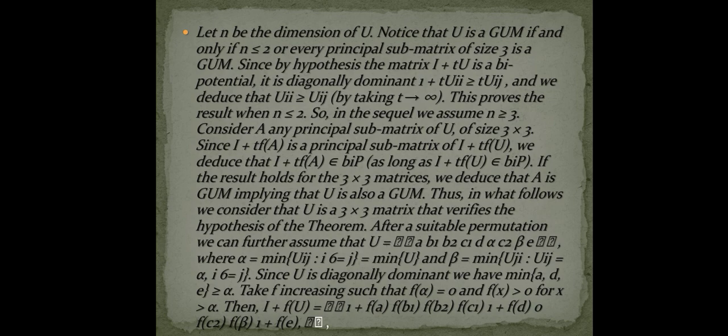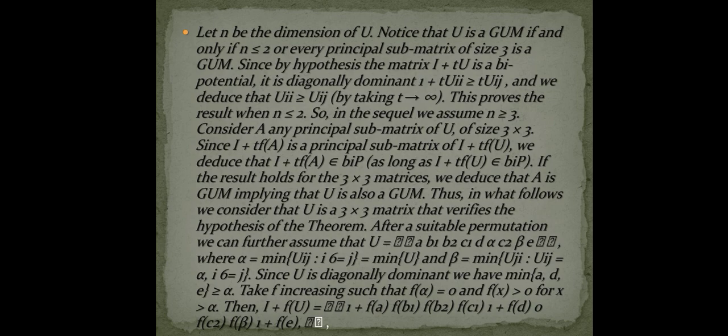Consider a principal submatrix A of U of size 3 by 3. Since I plus T f of A is a principal submatrix of I plus T f of U, we deduce that I plus T f of A belongs to BIP. If the result holds for the 3 by 3 matrices, we deduce that A is a GUM, implying that U is also a GUM. Thus, in what follows, we consider that U is a 3 by 3 matrix that verifies the hypothesis of the theorem.